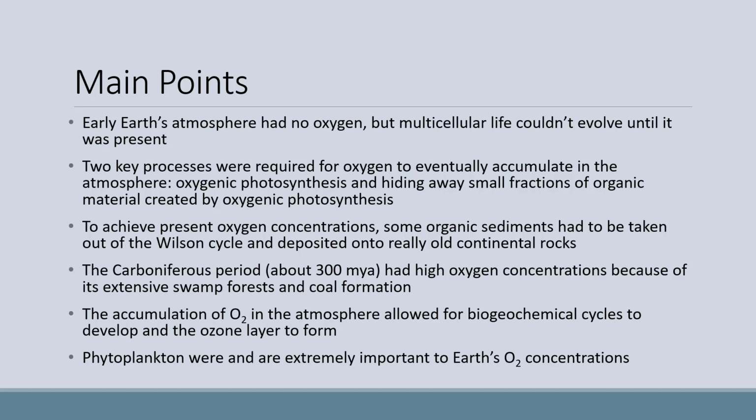Early Earth's atmosphere had no oxygen, but multicellular life couldn't evolve until it was present. Two key processes were required for oxygen to eventually accumulate in the atmosphere: oxygenic photosynthesis and hiding away small fractions of organic material created by oxygenic photosynthesis. To achieve present oxygen concentrations, some organic sediments had to be taken out of the Wilson cycle and deposited onto really old continental rocks. The Carboniferous period, about 300 million years ago, had high oxygen concentrations because of its extensive swamp forests and coal formation.